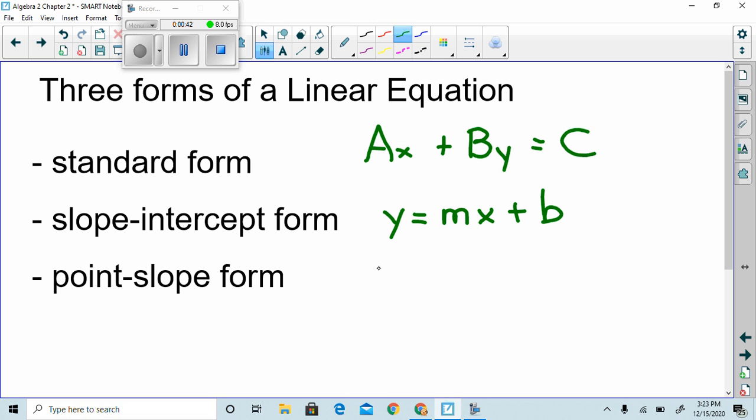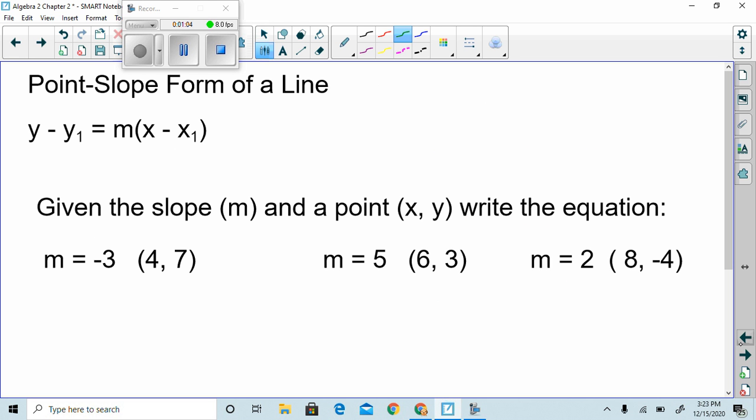And then the last one that we spent a little time on, I believe, last week was the point slope form. y minus y1 equals the slope m times x minus x1. Let's spend a little time reviewing that last type before we move on to our inequalities. The point slope form, once again, is written here.